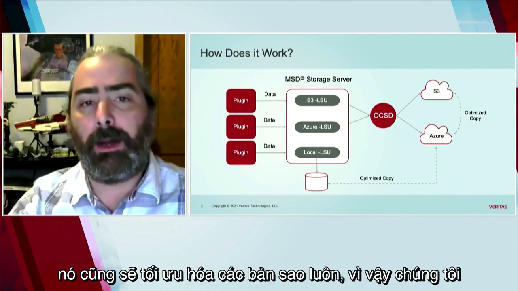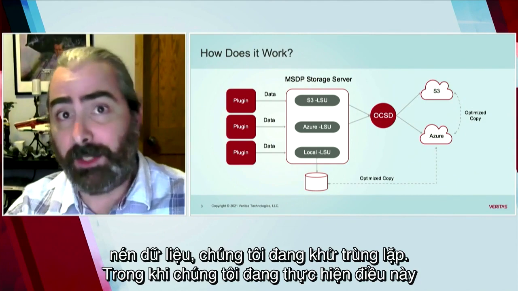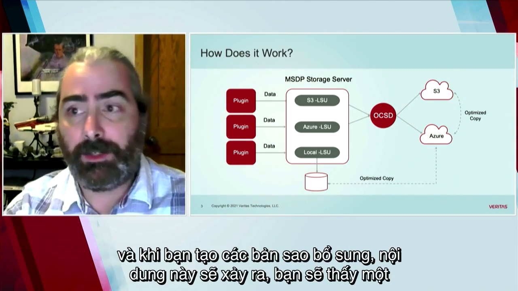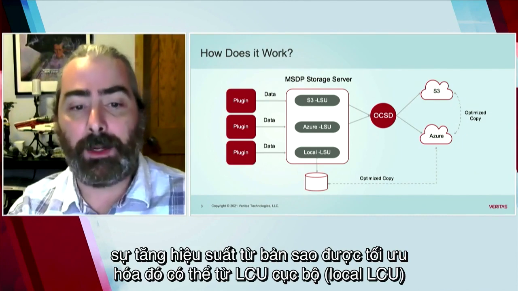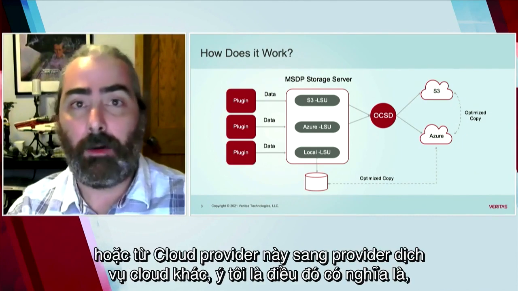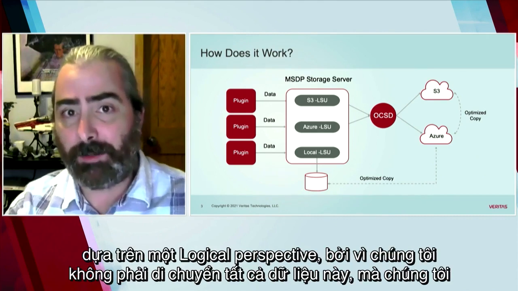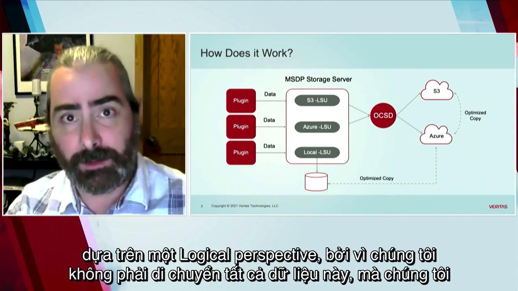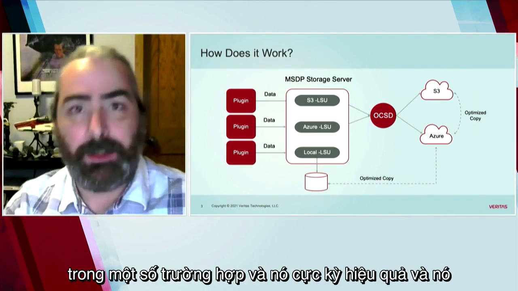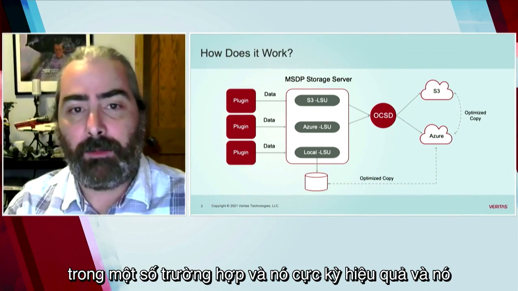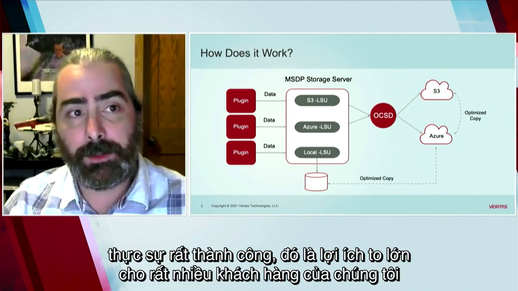The cool thing about it is this is optimized copy too. So we're compressing this data, we're deduplicating it as we're doing it. And as you make additional copies, you're going to see a performance gain from that optimized copy, maybe from local LSU or from one cloud provider to another. That means we can hit, from a logical perspective, because we're not having to move all this data, we're optimizing it, we can throw data up there at 60 terabytes an hour in some cases, and it's extremely performant, and it's really been very successful, and it's a great benefit for a lot of our customers.